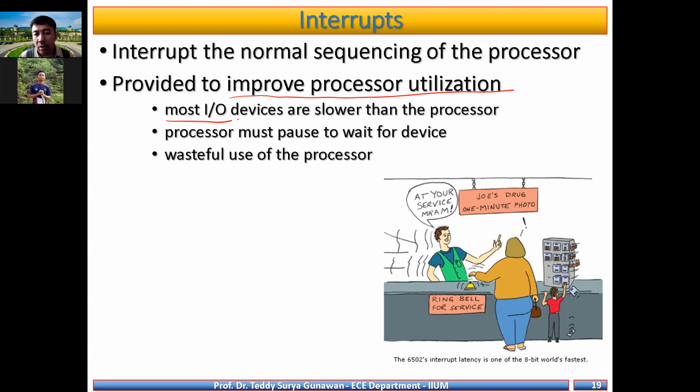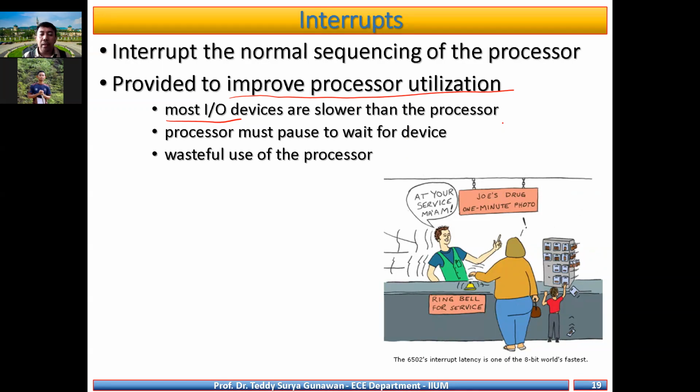Yeah, so this one. Most I/O devices are slower than the processor. I think not all. I think all I/O devices are slower than the processor. Okay. I'm not sure whether they are faster, unless the I/O itself is, for example, connected to something that is faster than the processor. Okay, but most I/O devices are slower than the processor.